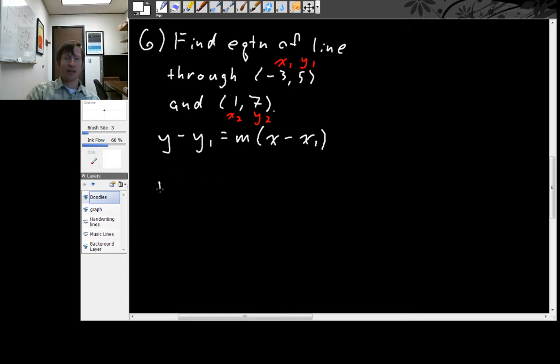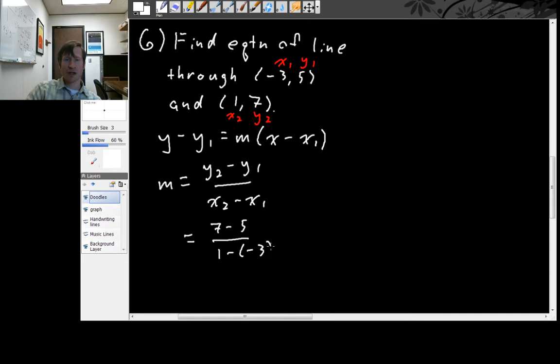Okay, so let's calculate the slope. We can use just the slope formula, which is y2 minus y1 over x2 minus x1. So put everything in here. We're going to get 7 minus 5 over 1 minus negative 3. Careful about the minus sign there. So minus a negative, that's really adding a positive. So we get 2 over 1 plus 3 is 4. And we should simplify this fraction, so it's a half. All right, so our slope is a half.